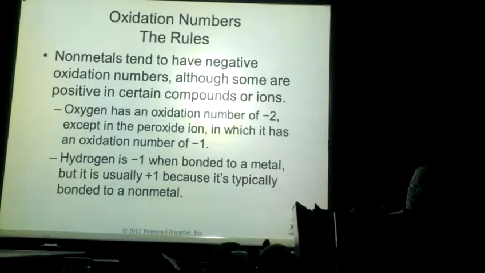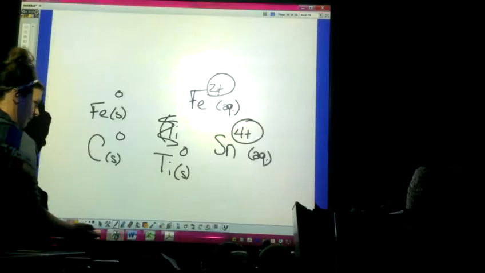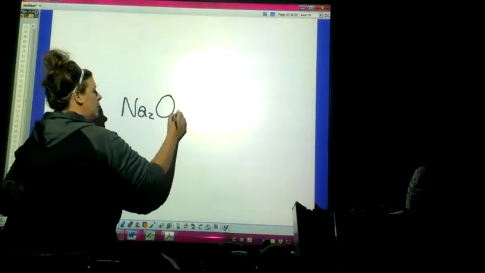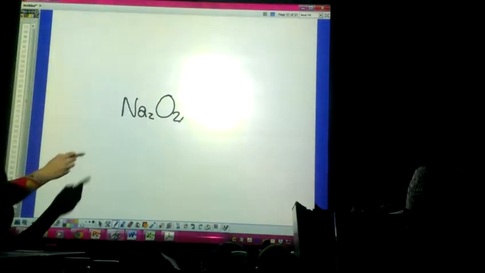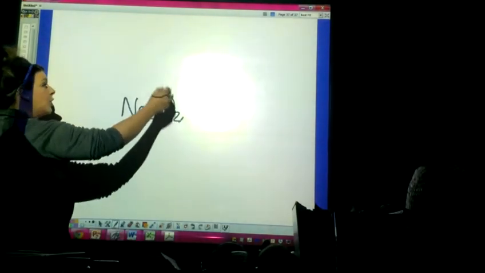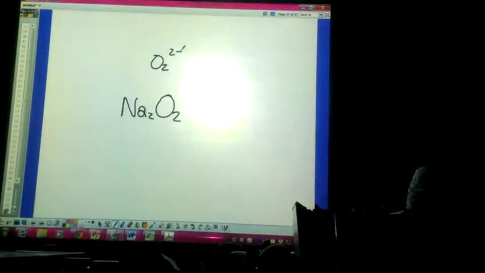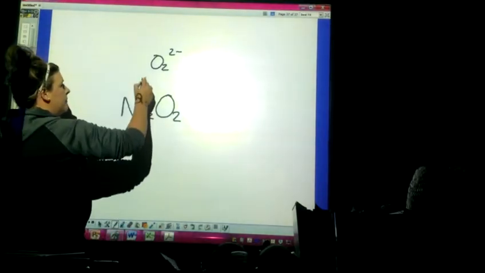Usually peroxides happen where oxygen bonds with any alkali metal. If peroxide is bonded with an alkali metal, let's just say sodium, then I'm going to see Na2O2. Okay, and I see this because I know that peroxide is O2 and sodium.